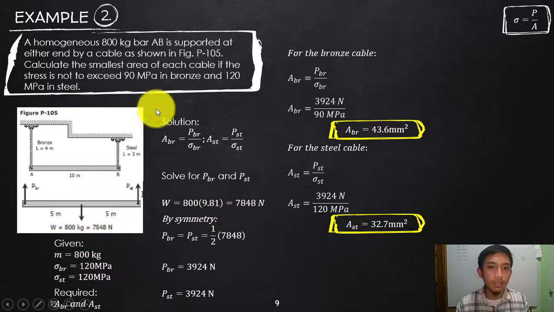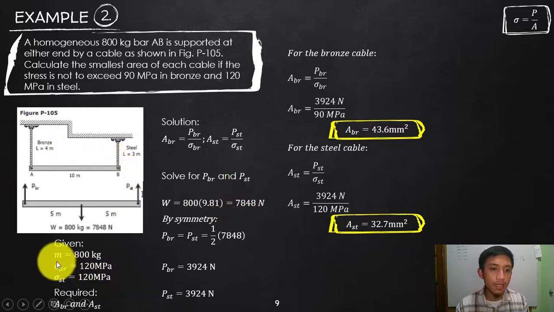Okay, but first we should write down the given. So we have here a given mass, that is the mass being carried by the support cable, which we converted into force, or weight, which will be distributed on the force on each cable.